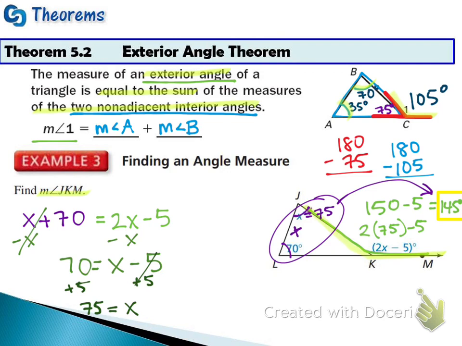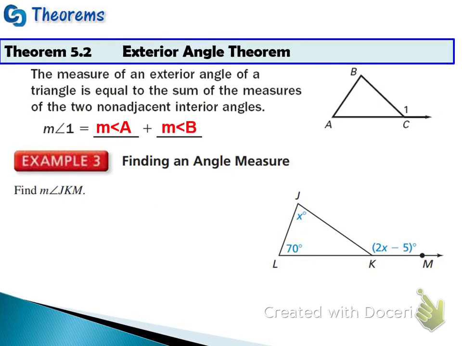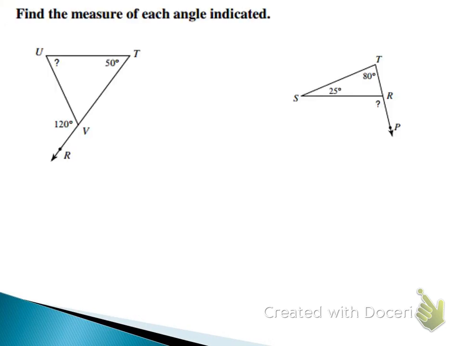Okay, we're going to do 2 more and then we're done. Just these 2. We'll do the other one tomorrow. Find the measure of each angle indicated. So we're going to use the property we know. What are the letters of the 2 non-adjacent interior angles? U and T. So that means the question mark plus 50 will equal 120.